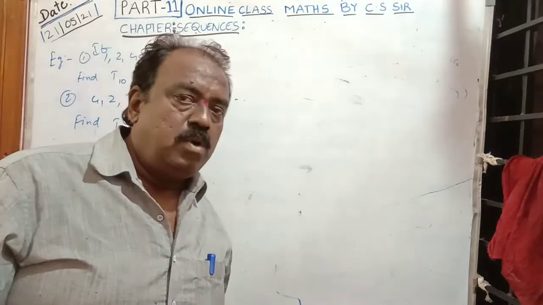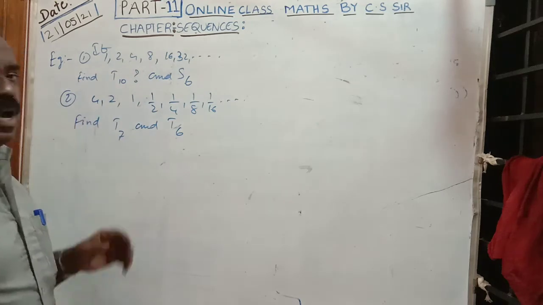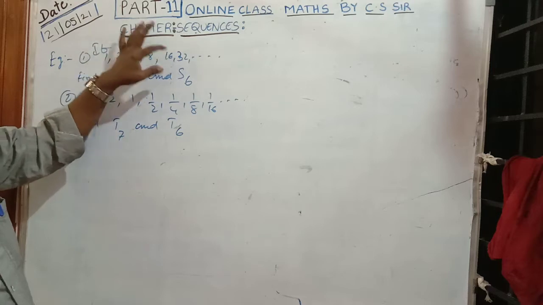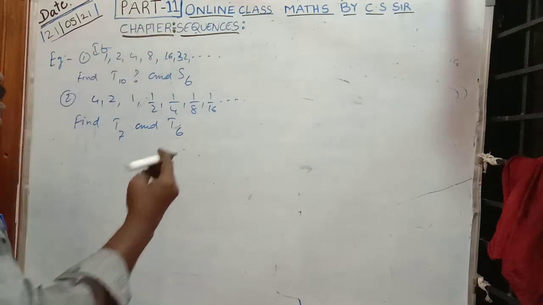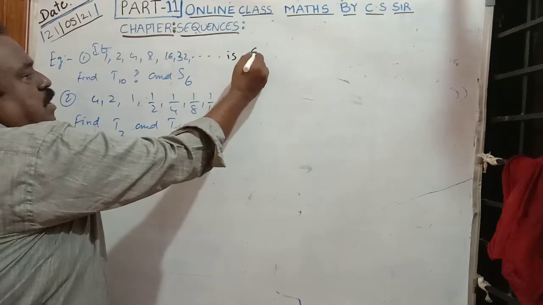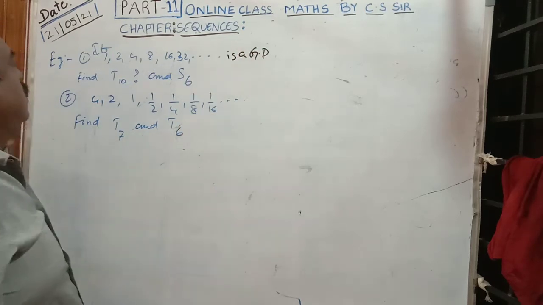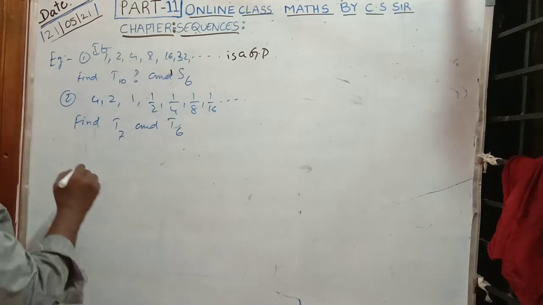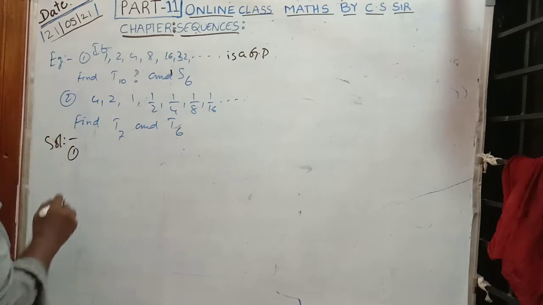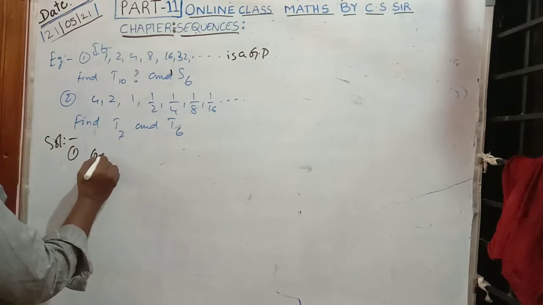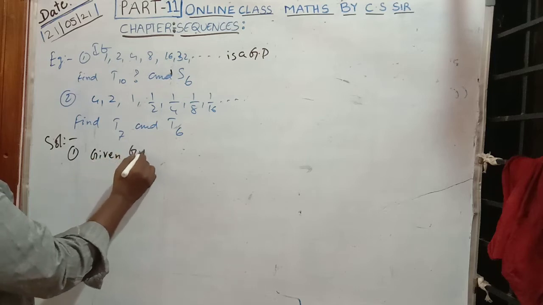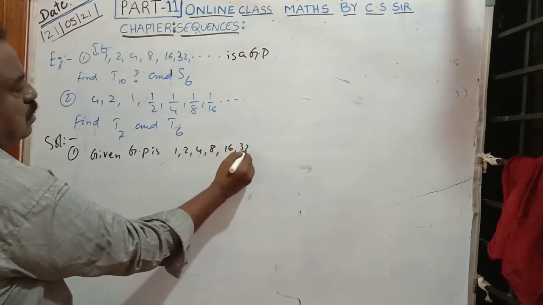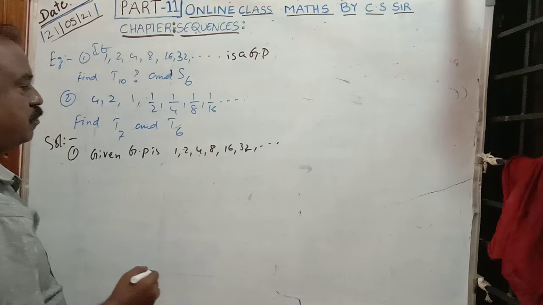Okay, we'll do some examples. Example 1: if 1, 2, 4, 8, 16, 32 is a GP, then we have to find T10 and also S6. Solution: the given GP is 1, 2, 4, 8, 16, 32 and so on.